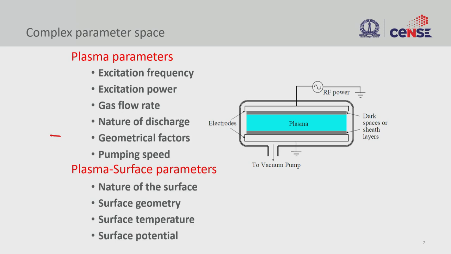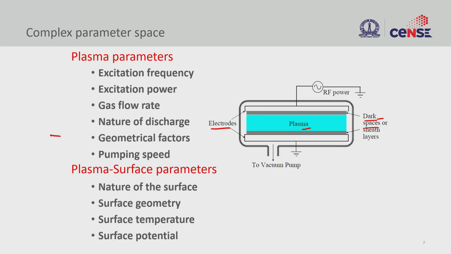So why do we call this a parallel plate? It looks like a capacitor. You can see here two electrodes, and in between you have a gap, and within this gap you create the plasma, right? And then you will see this dark space on the top electrode and the bottom electrode, which we will see shortly why those things are coming in.